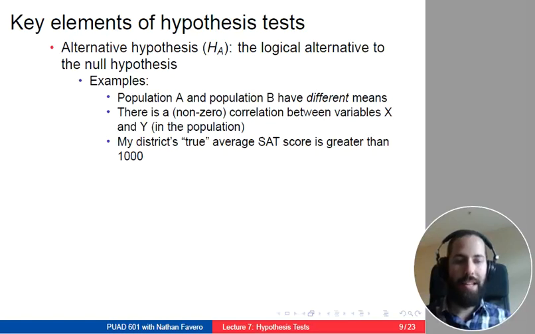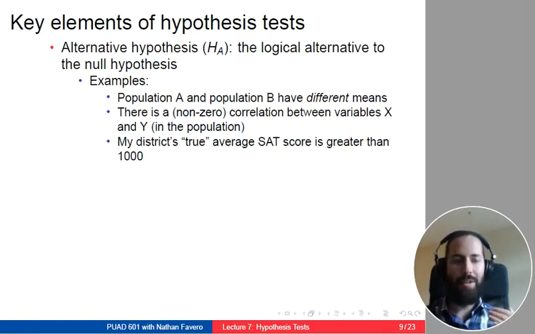Again, if we're talking about SAT scores and thinking about how my district compares to the country, an alternative hypothesis would be that my district's true average SAT score is greater than 1,000. Notice that in this case, I do specify the direction that I think it's different. We'll clarify that in just a moment. I could also write a different alternative hypothesis that would just say that my district's average SAT score is different from 1,000, but here I've decided to specify greater than 1,000. That's still quite open-ended, though.